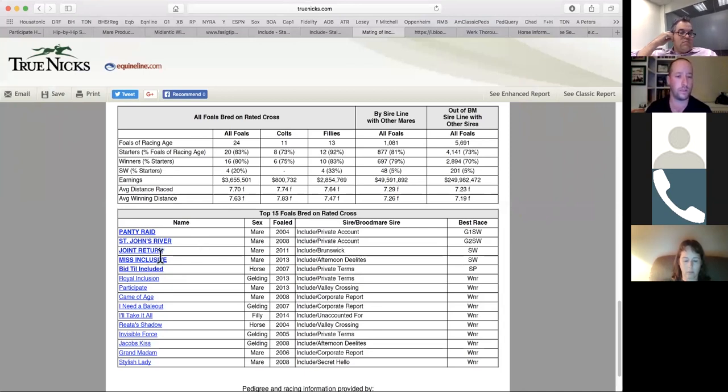Joint Return, the third one there, Miss Inclusive. Those are both Mid-Atlantic runners, as I recall. Both stakes winners by Include. One's out of a mare by Brunswick, one's out of a mare by Afternoon Delights, who are a son and a grandson of Private Account, respectively. So 2 graded winners, 2 more stakes winners from only 24 foals. That's pretty solid. That's a decent cross.